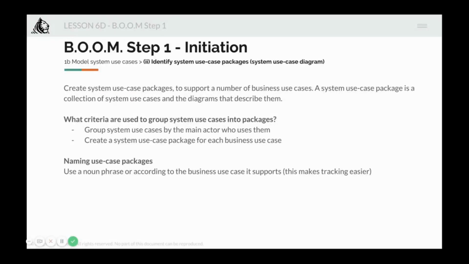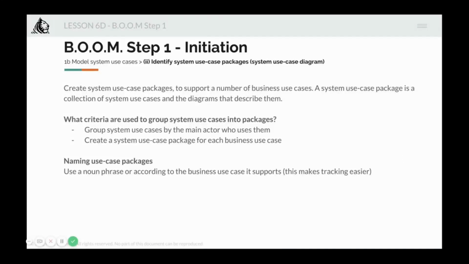Okay, why do we do it now? What you're doing essentially is creating a filing system that all members of the team will use once the analysis really gets underway, right? What criteria are used to group system use cases into packages? Well, there is no exact criteria, but there are some rules of thumb.